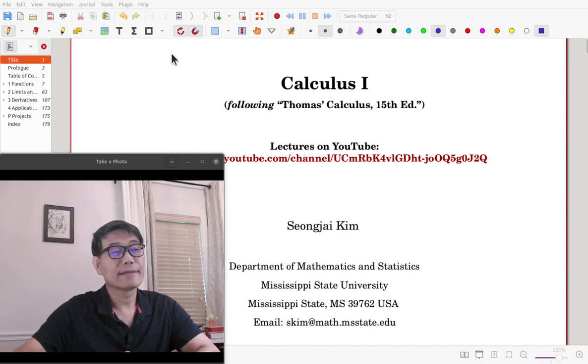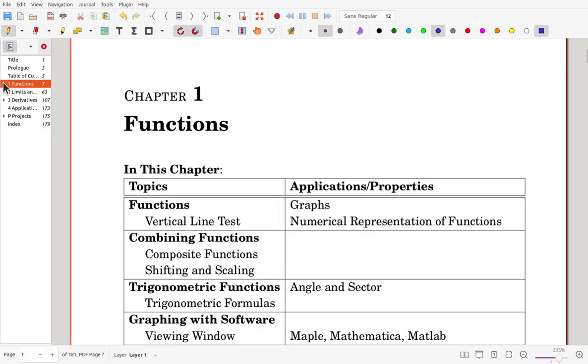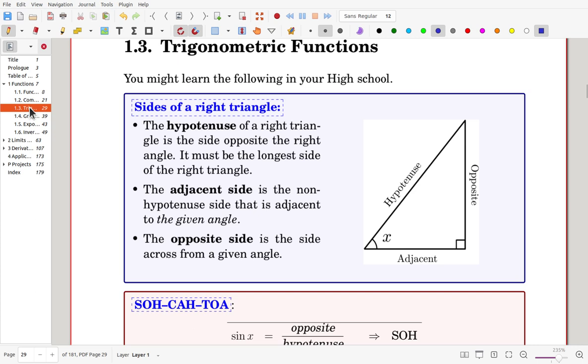Okay, let's begin here, section 1.3, which is about trigonometric functions. I guess you might have learned trigonometric functions in high school.